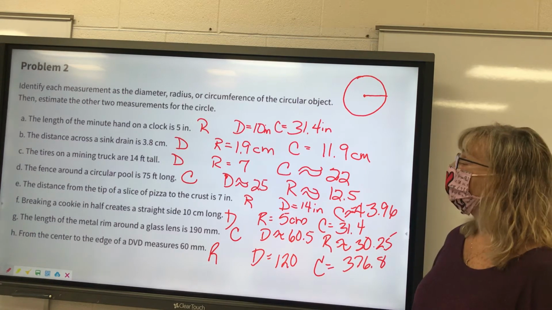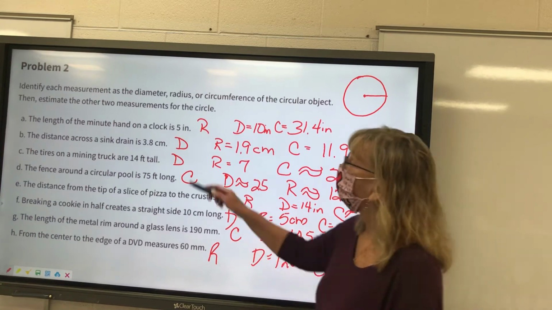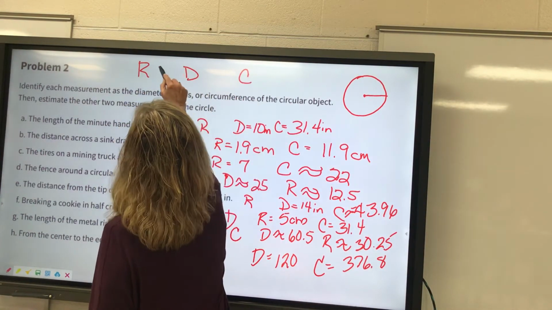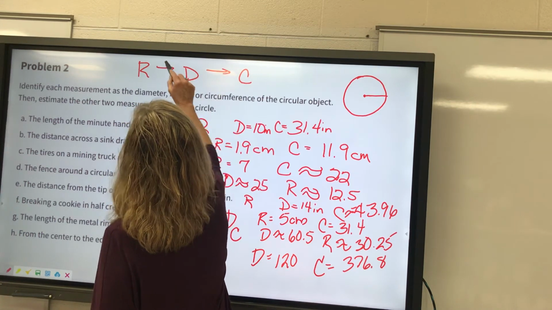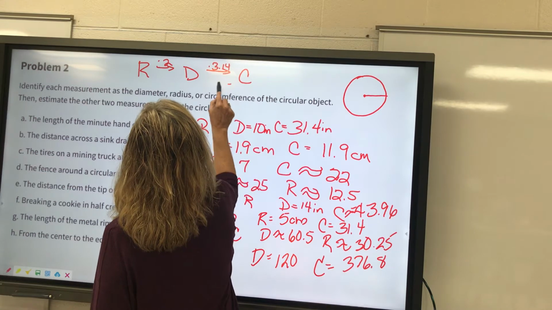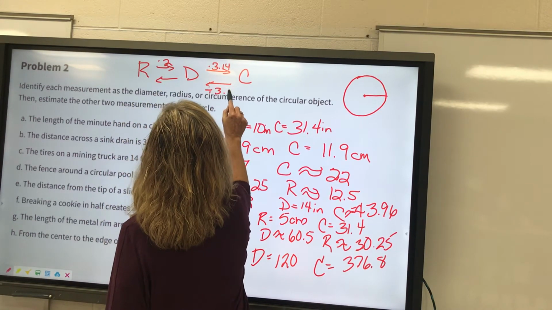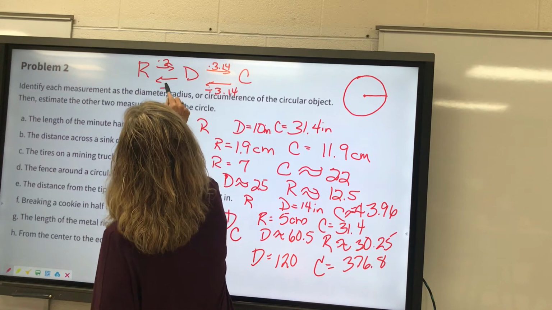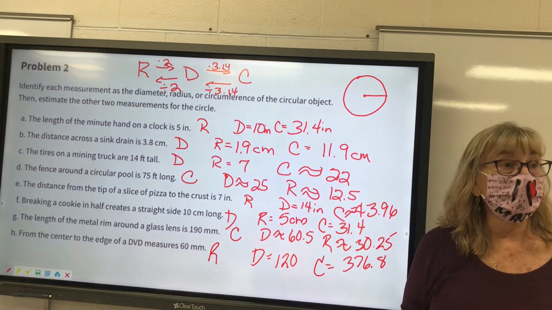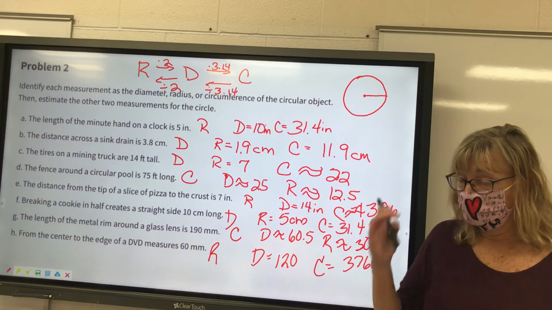All right, questions on how we did that? So this little cheat thing will help you if you will use it. And then we go backwards and we divide. Okay, if you will use that, it will help you. Questions you have for me?